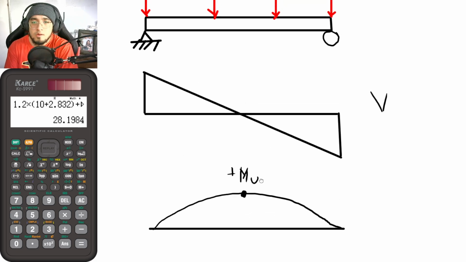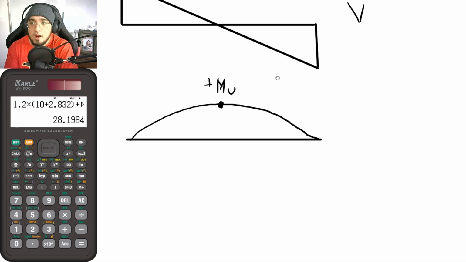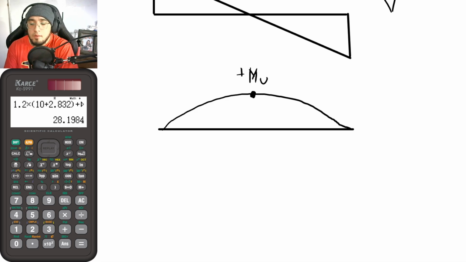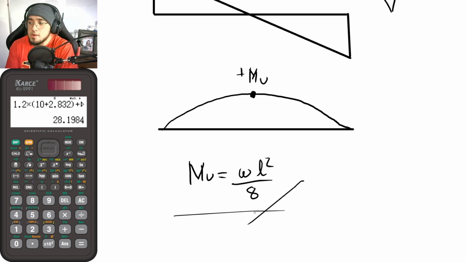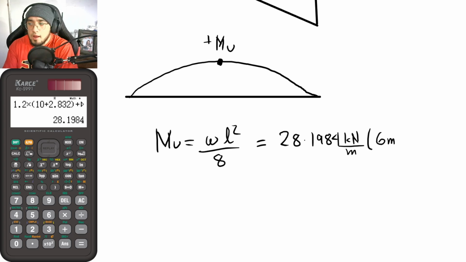Okay? So how can we solve for Mu? It is either you would be basing it from your shear moment diagram, or if you want to memorize formulas, Mu is actually equal to omega L squared divided by 8. So this is only for simply supported spans. Okay, so from that, substituting known values, our W is 28.1984 kilonewtons per meter times the length squared. So our length is 6 meters squared. So we would be dividing this by 8.